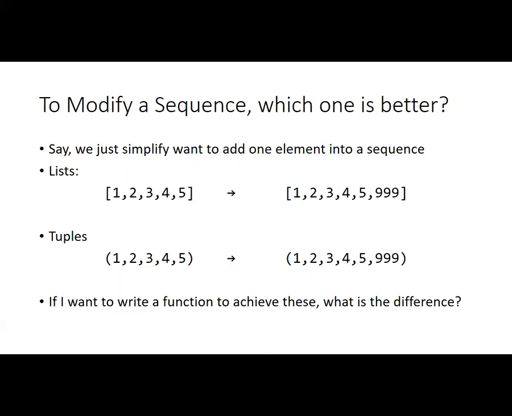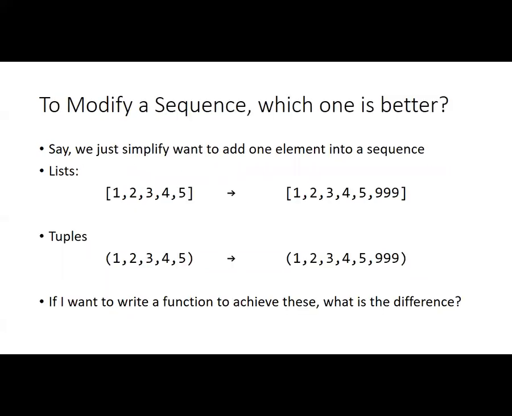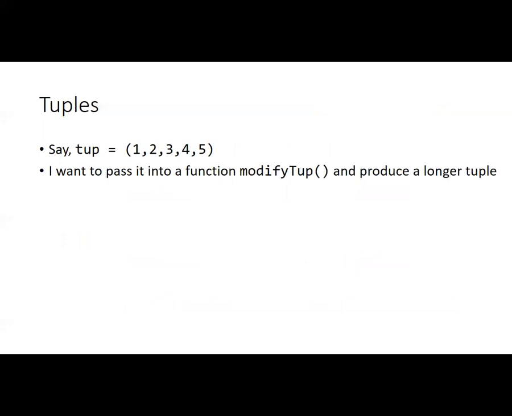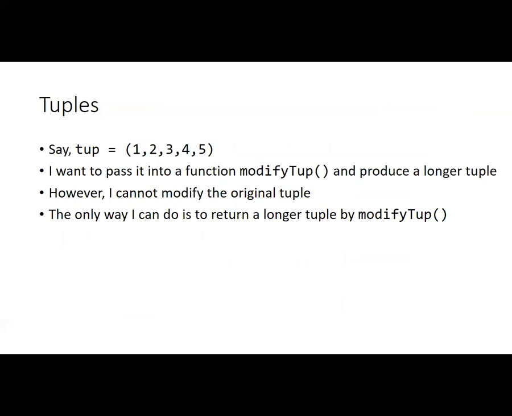Let's see. I just write a function such that I achieve this. And if I use tuple, let's say I input tuple 1, 2, 3, 4, 5, I want to write a function modify tuples to produce a longer tuple, which just adds one item. How do I do that? I cannot modify the original tuple. That means I must produce a new copy. The original tuple cannot be modified. So how? The only way to do it is I produce a new longer tuple.